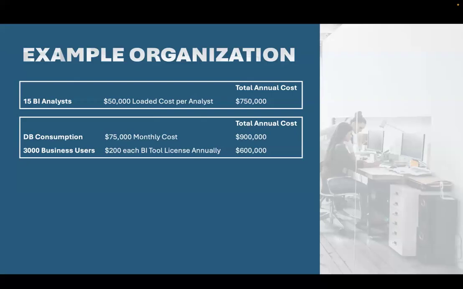If you look at DB consumption, if you're an organization like this, typically at least $75,000 a month on database costs, whether you're using GCP or Databricks or Snowflake. They're all reasonably expensive for lots and lots of reports across lots of users. So there you're looking at maybe short of $1 million in costs. And then if you're giving all these business users BI tool licenses, you've got a great deal. You're only paying $200 a year for each of those. Then that's about $600,000 a year, right?